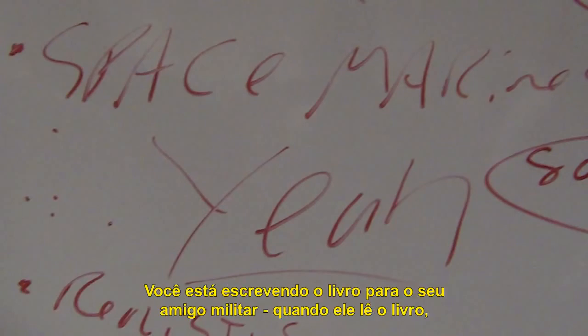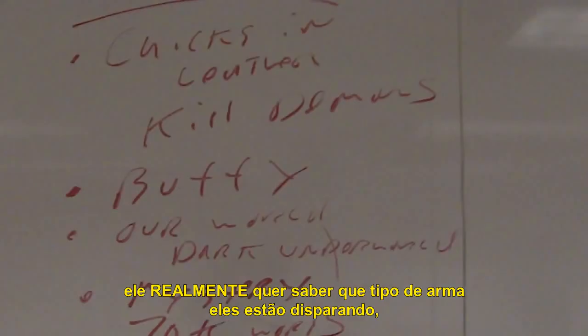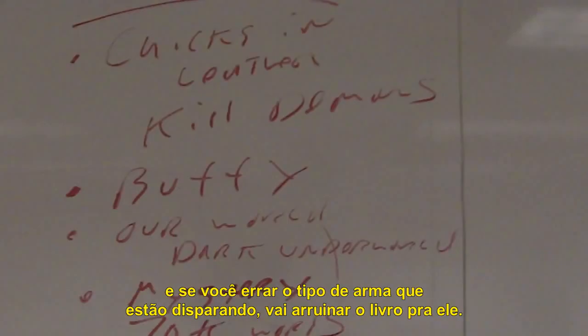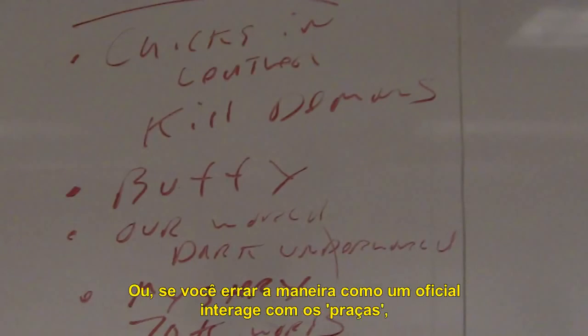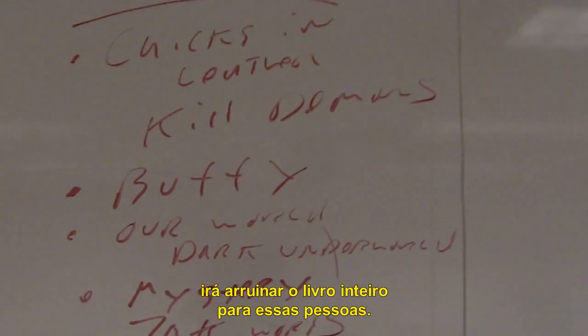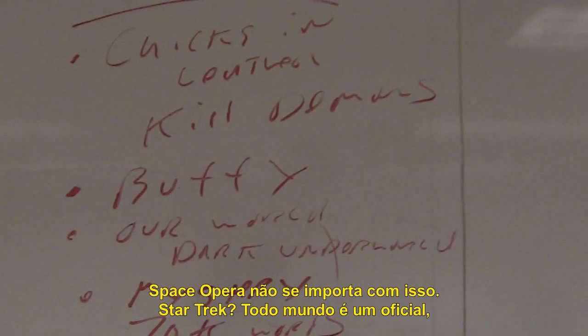Are you writing this for my friend Ethan, who when he reads the books really wants to know what kind of gun they're shooting, and if you get that wrong, it ruins the book for him? If you're writing military SF, there are a lot of people who read it and that's really important. Or if you get the officer interaction with enlisted men wrong, it's going to ruin the whole book for him. Space opera doesn't care about that.